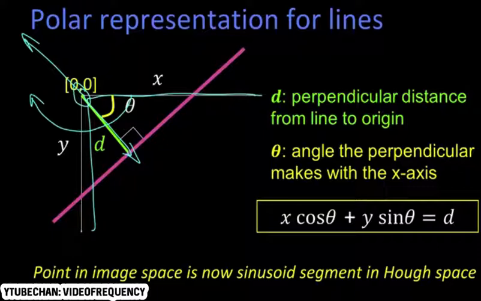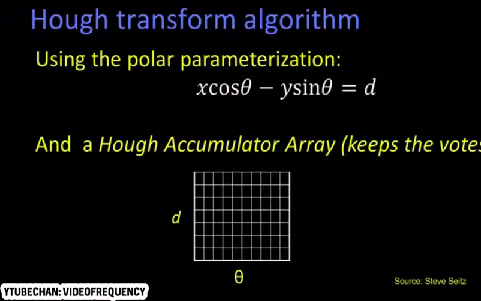But these are just choices that you make in terms of how you code up the algorithm. So speaking of the algorithm, let's take a look at it. We're going to use the polar parameterization of the line, the polar representation, and something called a Hough accumulator array, which is just a fancy word for the thing that's going to collect the votes. You're basically going to have an array, 2 dimensions in this case, where the bins represent different values of d and different values of theta.